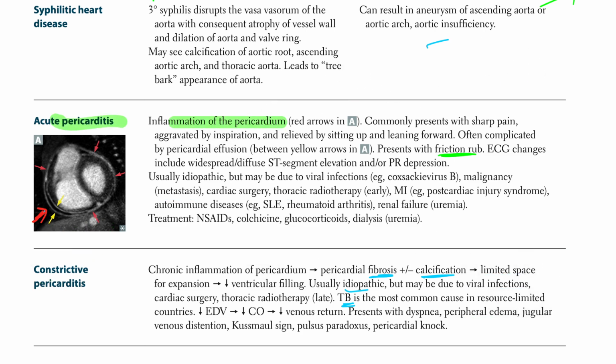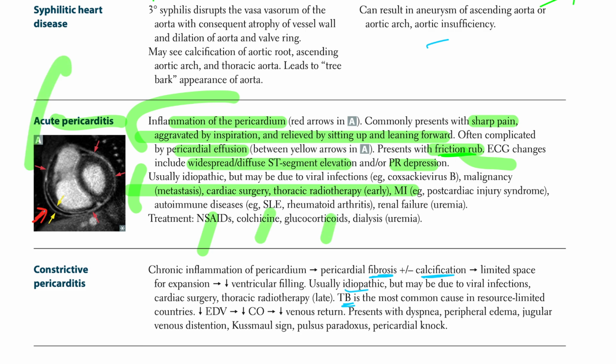Pericarditis, inflammation of the pericardium, simple thing. Presents with a sharp pain, pleuritic chest pain, which is aggravated by inspiration and relieved by sitting up, leaning forward. Can be complicated by pericardial effusion, which is a fluid, causing friction rub, which is a scratchy sound. ST segment elevation, widespread, will be seen. PR depression will be seen. Causes could be any of these. You name it, it's there. Treatment is NSAID, colchicine, trying to decrease that inflammation. If uremia, then do dialysis.